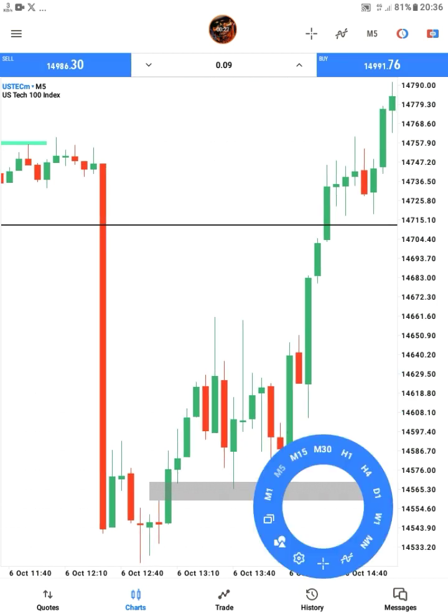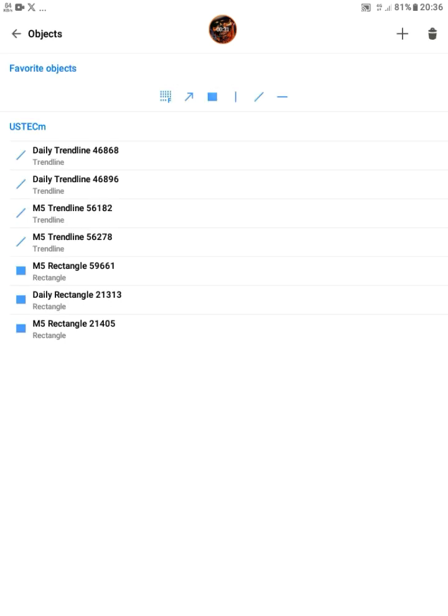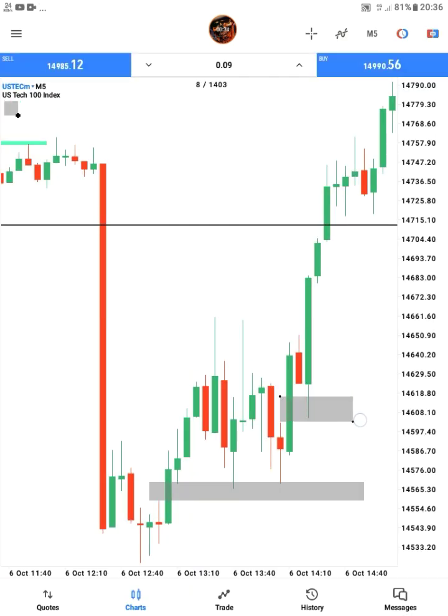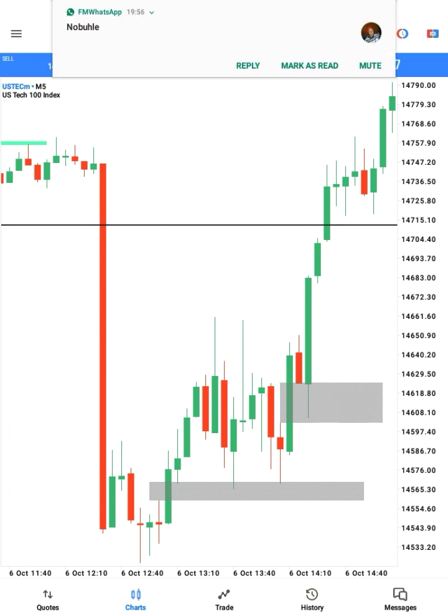That's the first fair value gap that was formed right after the FOMC, the first bullish fair value gap on the 5-minute time frame, and there's the second entry. If you can see it, you can enter there and go with the market up.